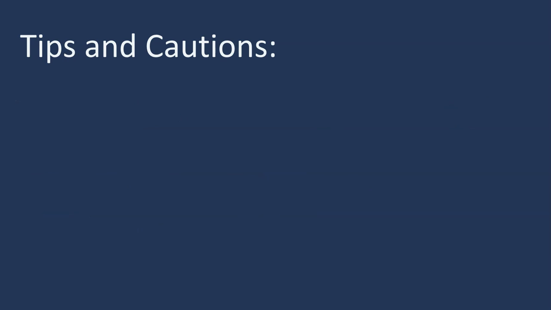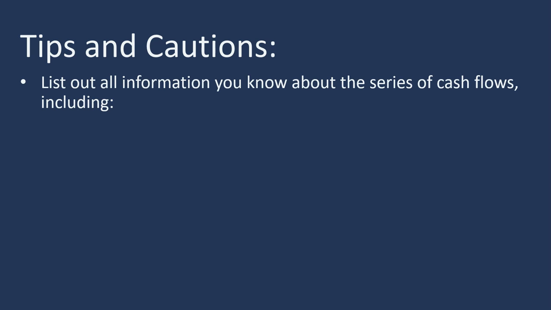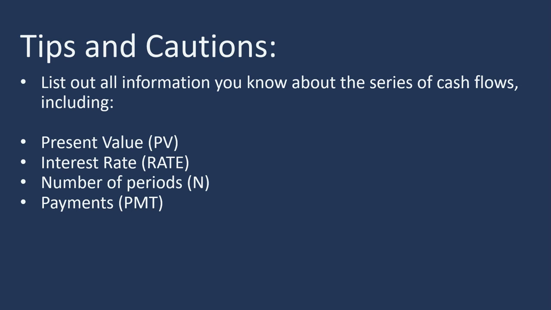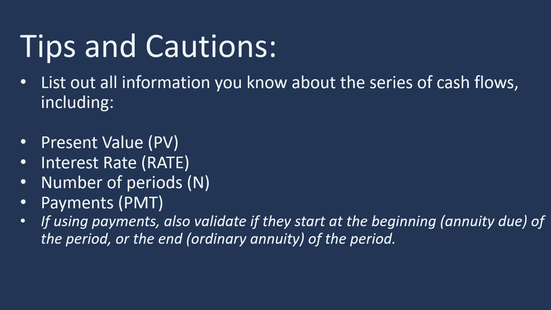Some tips and cautions when using this formula. Make sure that you list out all the information you know about the series of cash flows, including the present value if you have one, the applicable rate of interest, the number of periods that this cash flow is going to take place over, and payments if there are any. If you're using payments, make sure to validate if they start at the beginning of a period, which is an annuity due, or at the end of the period, which is referred to as an ordinary annuity. That'll be very helpful to go through what you have there.